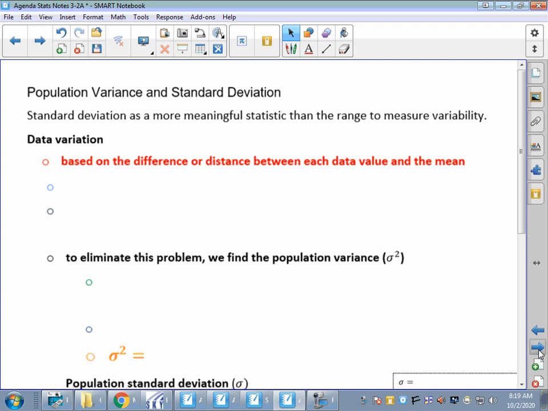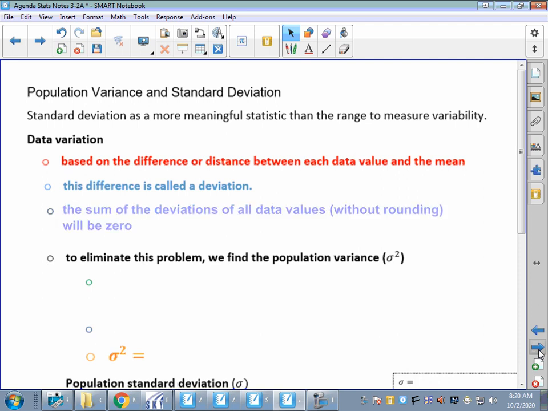But that doesn't tell us a lot. We can figure out how varied or how far away from that mean our data is. So that difference or distance is called the deviation. And the sum of all of your deviations should end up being 0. Obviously, we have a little rounding situation there.